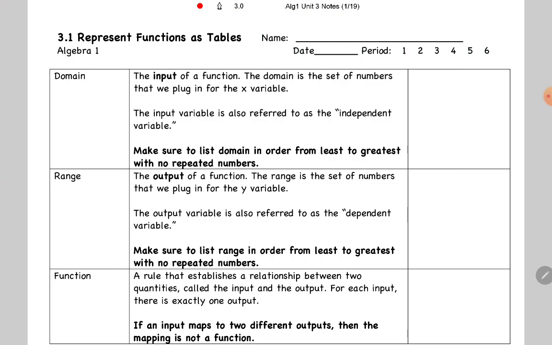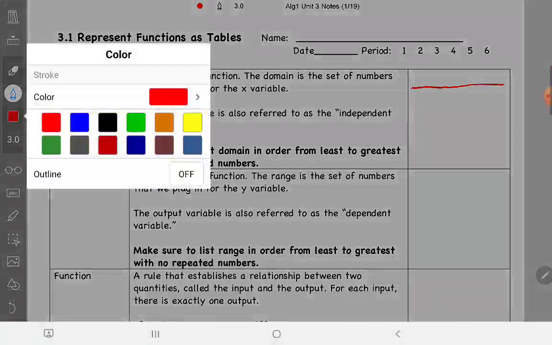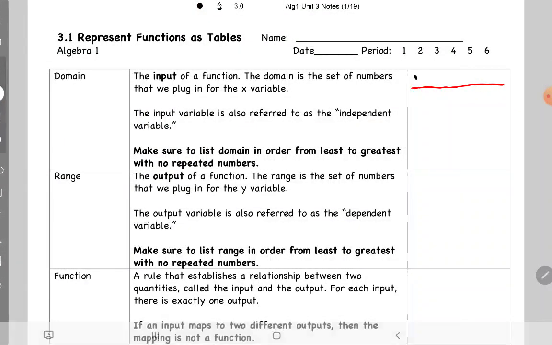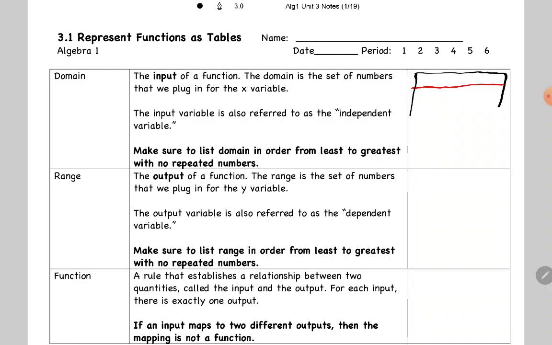We're going to represent functions as tables. So here's a table. Oh, let's change back our colors here. And it's usually in an XY table.